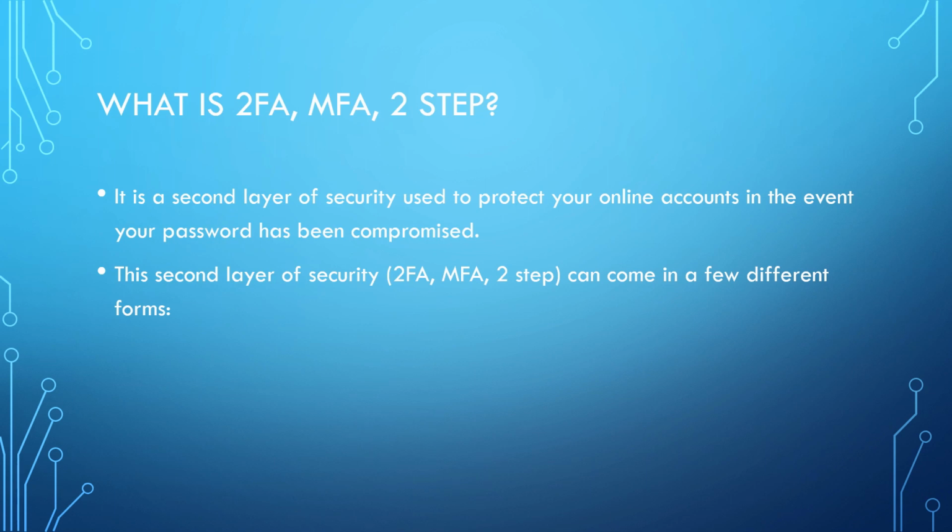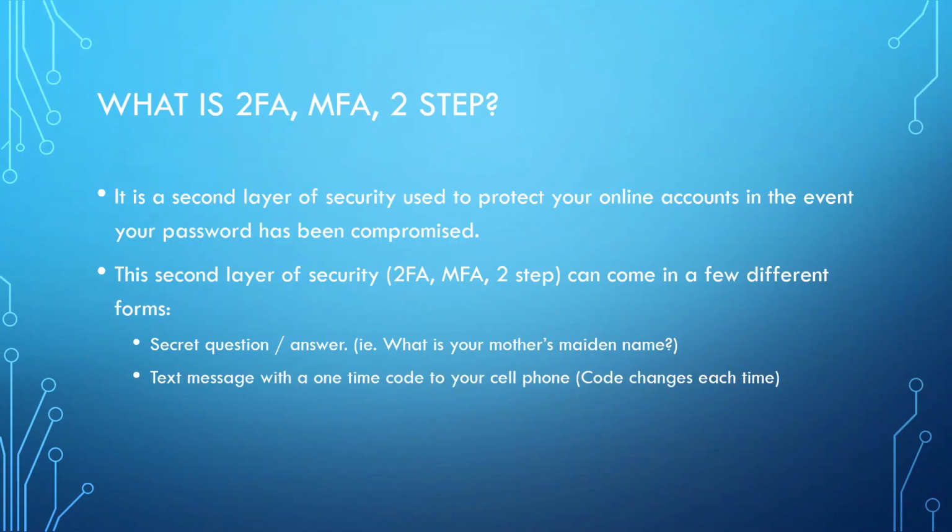This second layer of security can come in a few different forms. What you've probably seen with the banks originally was a secret question and answer, and they'll have a question like what's your mother's maiden name, and then you would have to put that in. And then there's text messages, where you would get a code that changes every time you sign in. So we've got authenticator apps, where you can use any kind of app like Microsoft Authenticator, which we're going to go through in more detail in this video, and there's Google Authenticator and more.